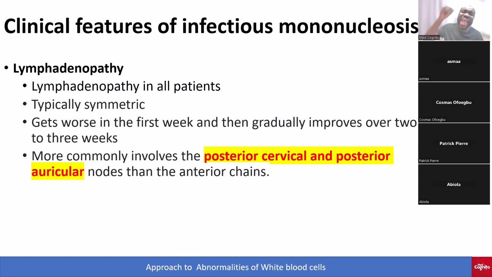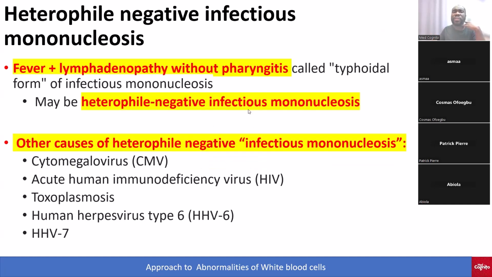Now, where is it more common? Even though we're talking about cervical lymphadenopathy, it is more common in the posterior cervical and posterior auricular. There can be anterior cervical lymph nodes and everything, but where you see the most is the posterior cervical, behind the neck, and then posterior auricular, behind the ear. Doctors, please, can I move on? Posterior auricular and then posterior cervical. Okay, good.